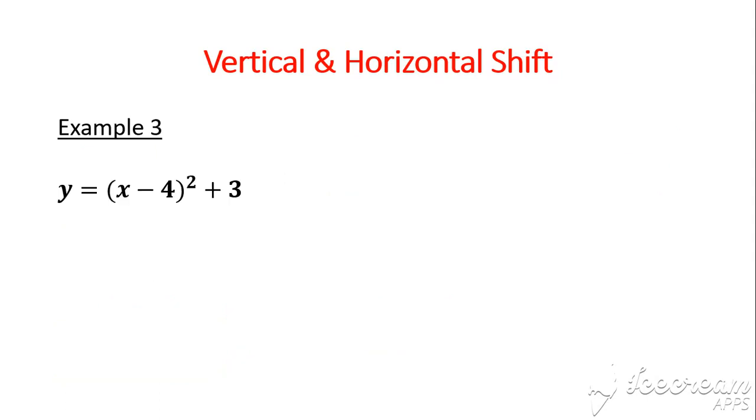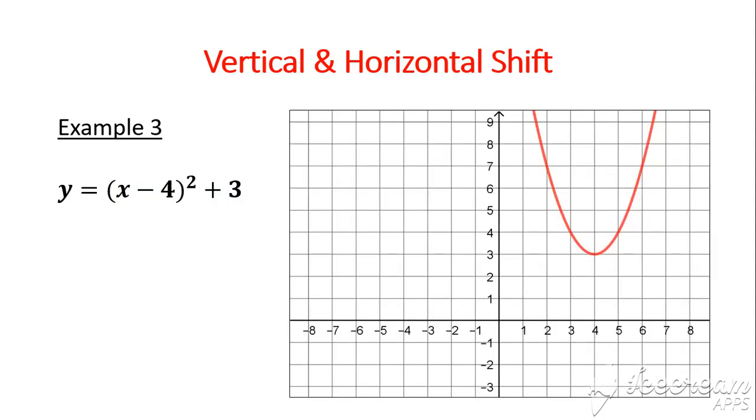Now let's get a little tricky. Let's have a look at this graph: y equal to bracket x minus 4, close brackets, all squared plus 3. There are 2 parts to it we're going to chat about. One is to do with shifting horizontally, and one is to do with shifting vertically. Here's what the graph looks like, and let me explain why.